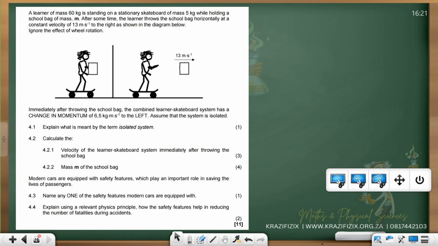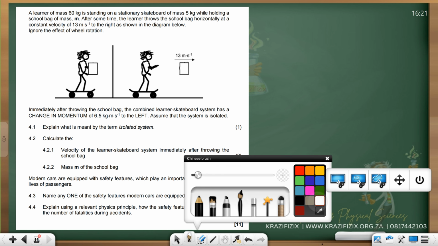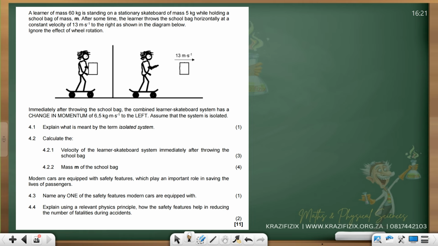Okay. Immediately after throwing the school bag, the combined learner skateboard system has a change in momentum. Good. 6,5, you see, to the left. Assume that the system is isolated. Explain what is meant by the term isolated. What did you say? There are no external. A system with no external what? Forces.